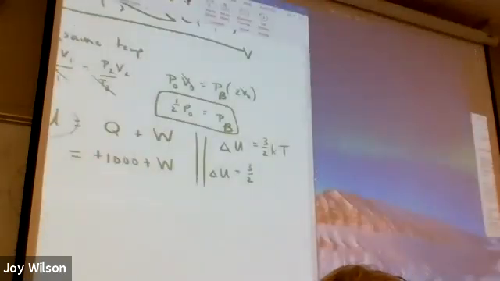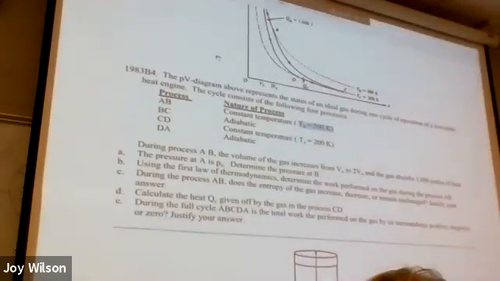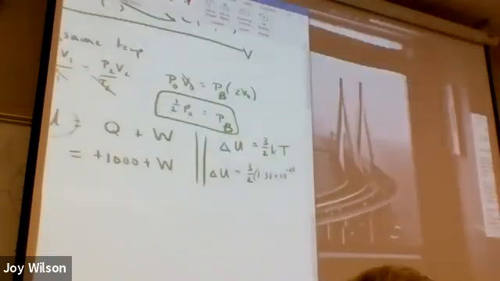If I put in Boltzmann's constant here, it's 1.38 times 10 to the negative 23rd. I have to look. 1.38 times 10 to the negative 23rd joules per Kelvin. And this would be 500. So what happens to this number?